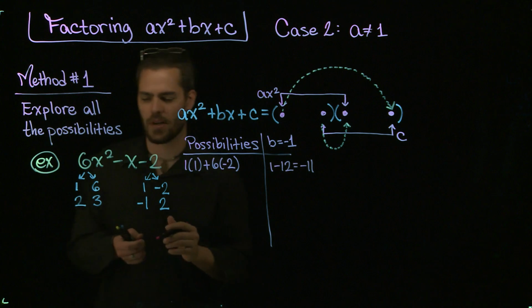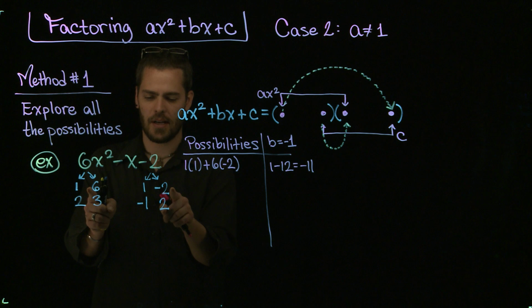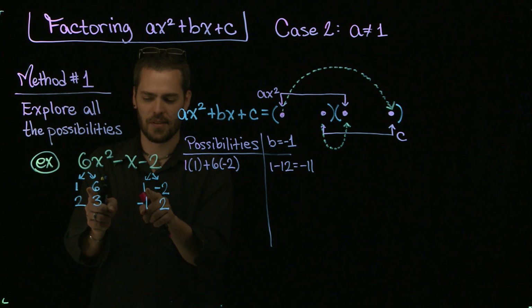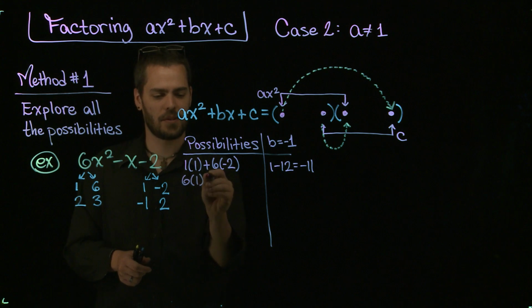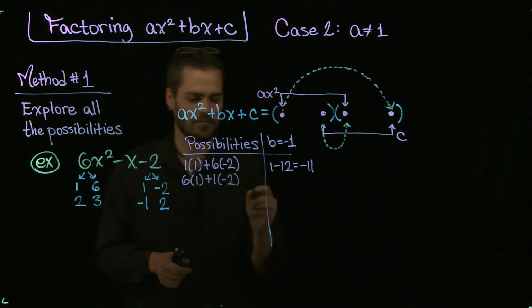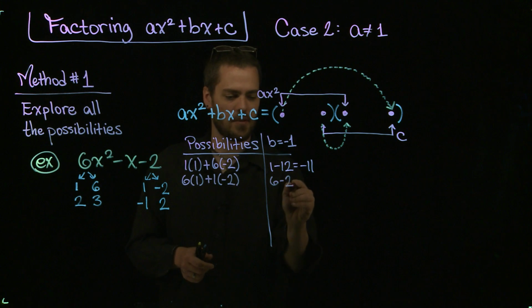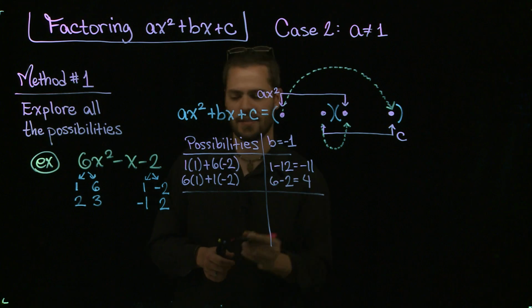No, that doesn't work. So instead of 1 times 1 plus 6 times negative 2, I'm going to try 6 times 1 plus 1 times negative 2. That gives me 6 minus 2, which is 4. No, that's not it.